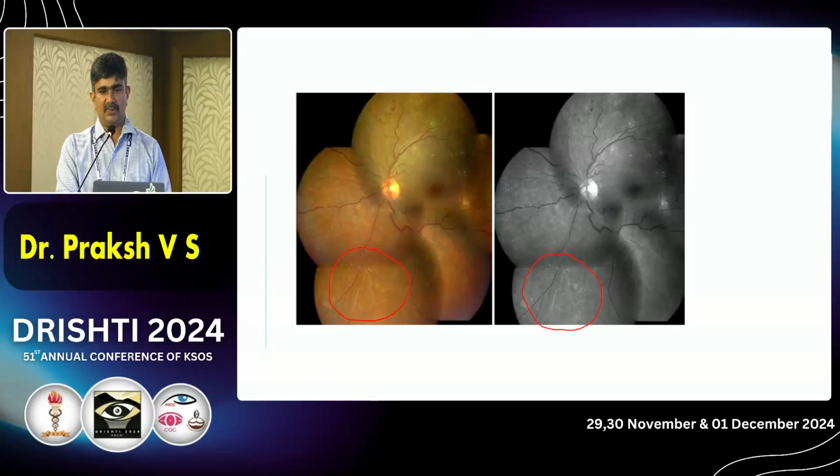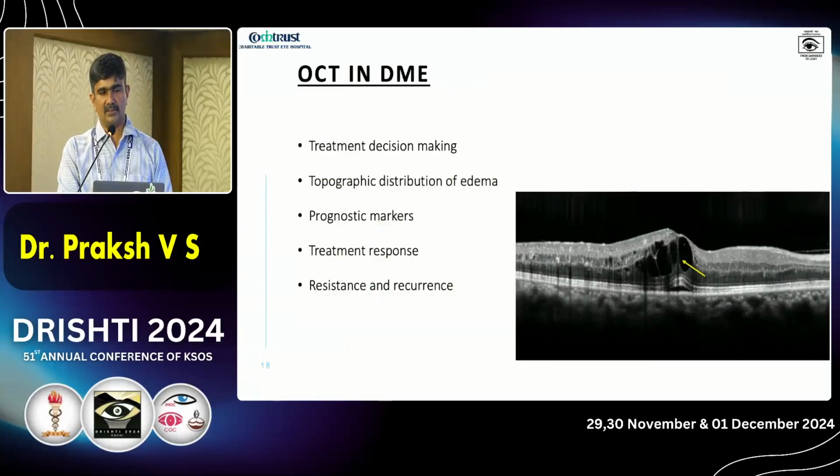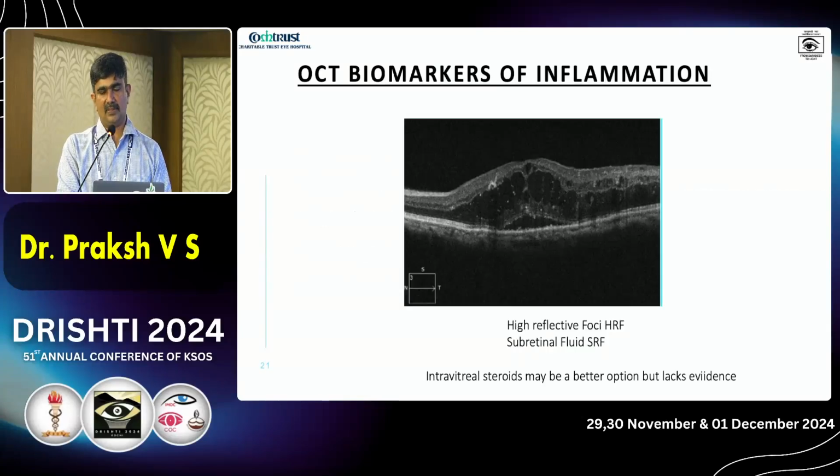There are no other diabetic changes, so it is better to do an FFA in these cases, because you might otherwise miss a neovascular process that is happening. And OCT is the most important tool. It is very useful for treatment decision making, to decide whether it is center involving or non-center involving macular edema. We also look at prognostic markers to assess the treatment response and identify resistance as well as recurrence.